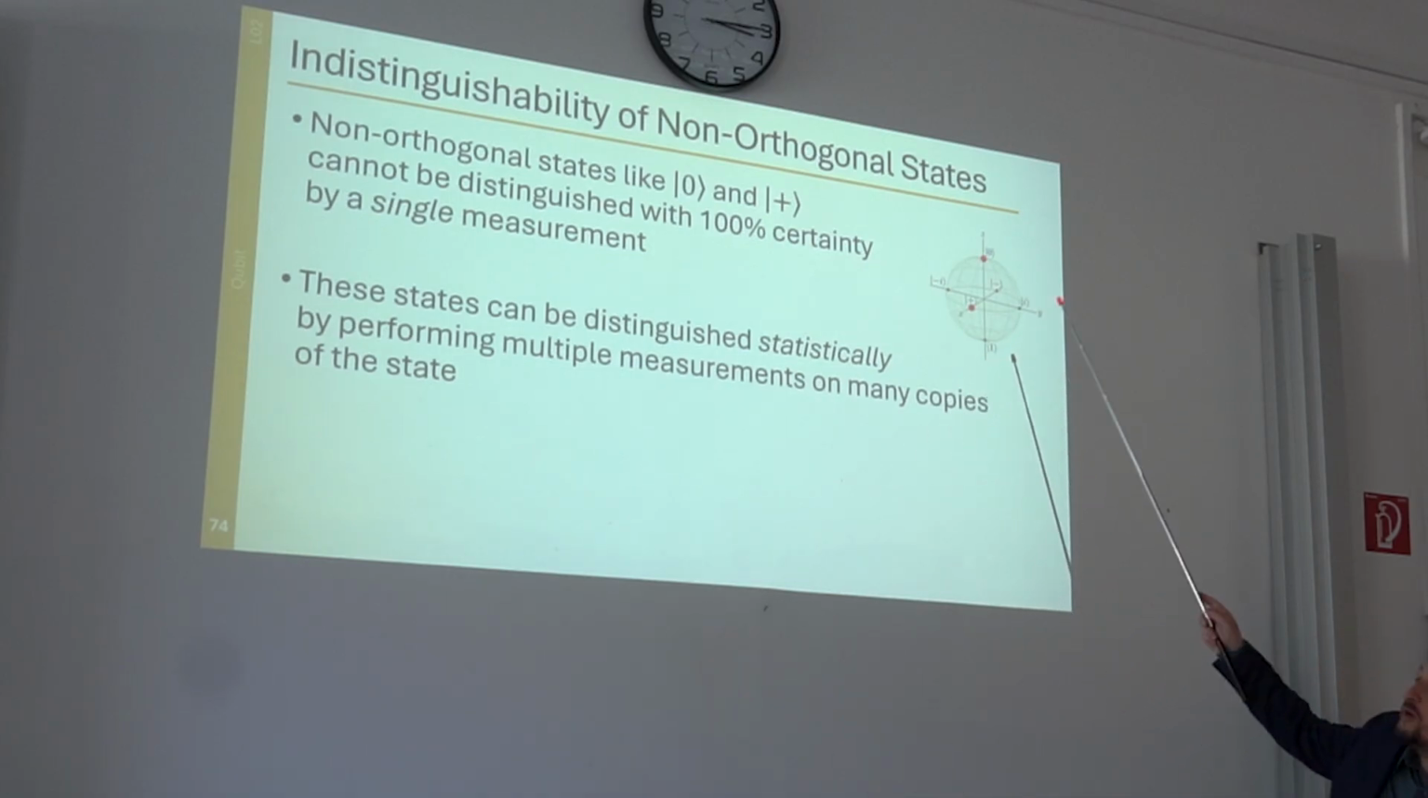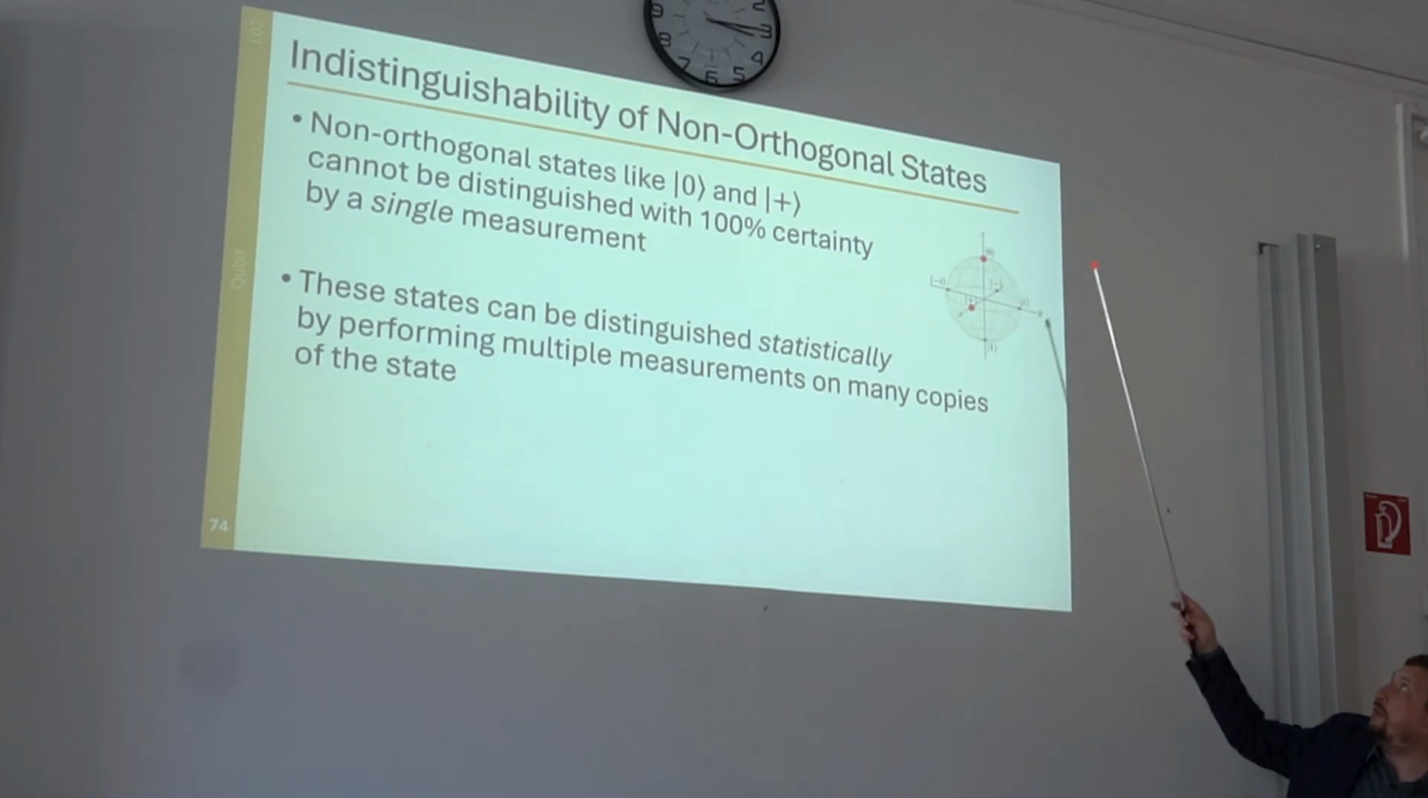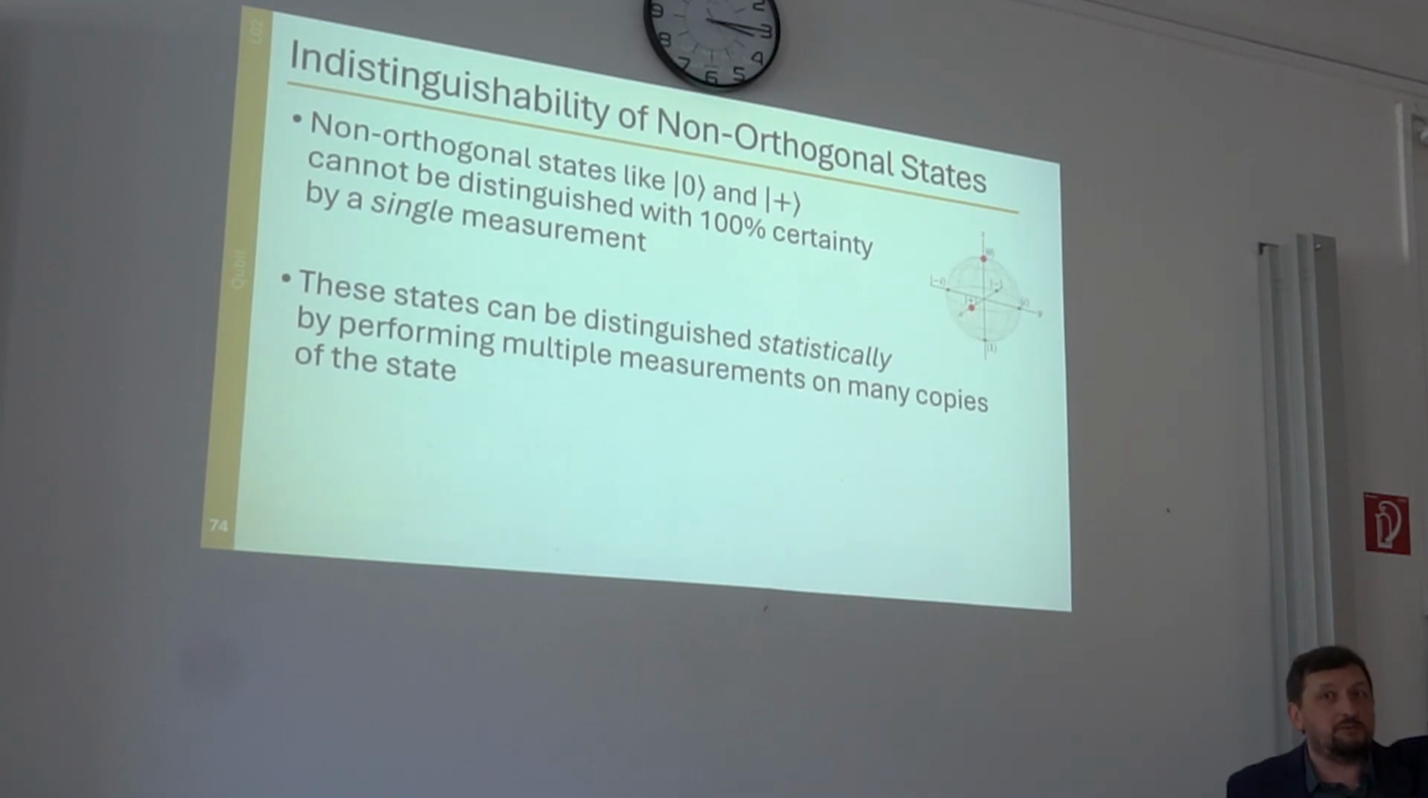But we can distinguish it statistically. If we have thousands of qubits prepared either in one state or another, we can perform thousands of measurements, and then we can say with very high probability whether it was state 0 or plus. So all these quantum communications have to use single qubits. They work on single qubits, not on ensembles of qubits, because otherwise we will lose all security.